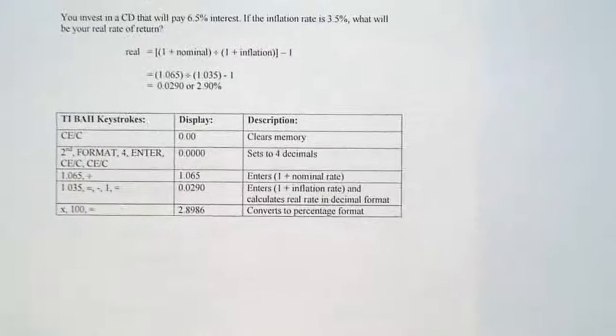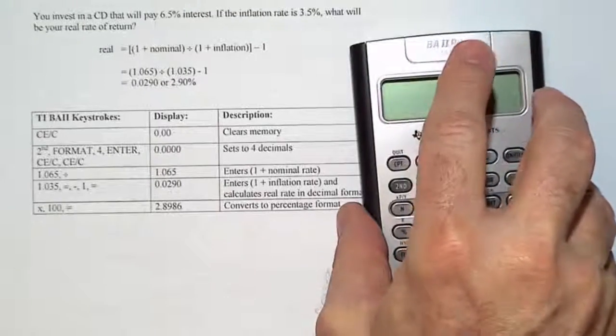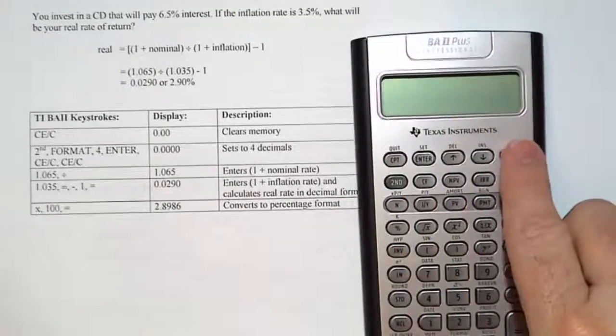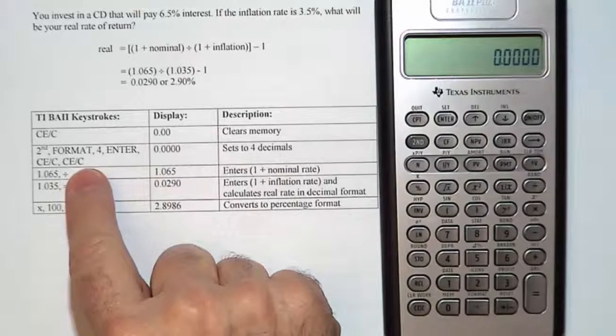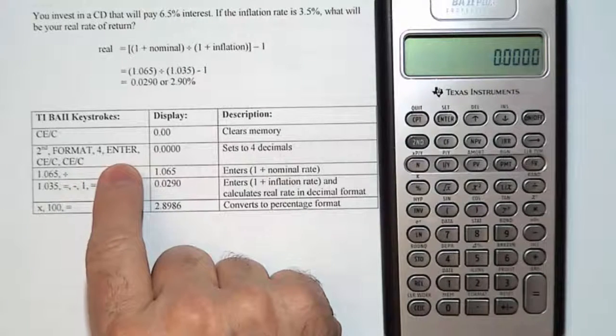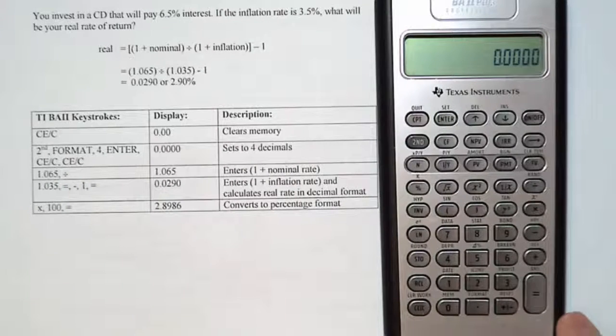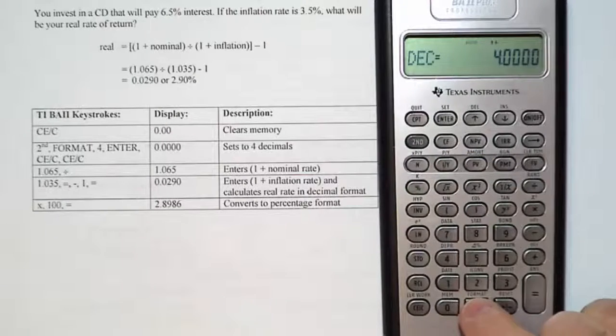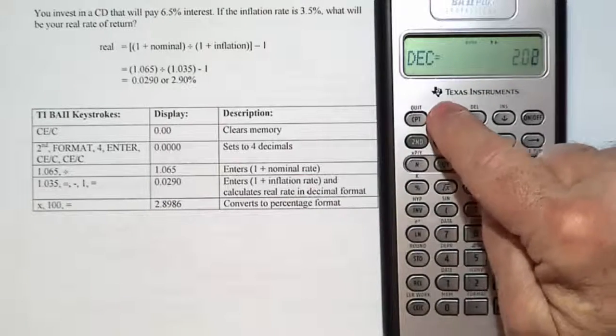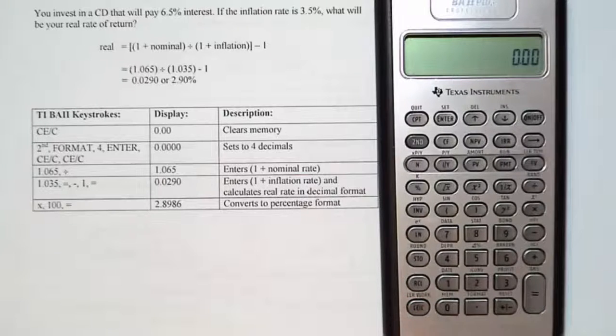Now that's rather easy to do on our BA II Plus calculator. We can just turn on the calculator and clear whatever's in there. I've already set this to 4 decimal places, but you can follow this in order to get to your 4 decimal places or 2 decimal places. If I said second, format, 2, enter, and cleared everything, I'd be at 2 decimal places, but I want to be at 4 decimal places.